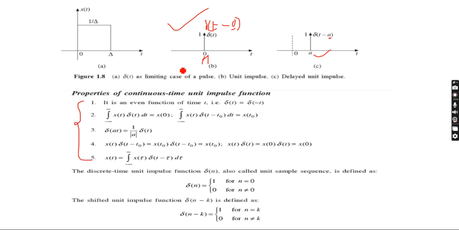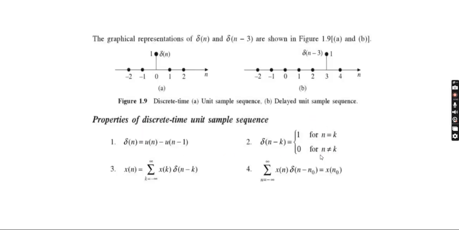Already you know that the unit impulse function exists at only a single value, especially at t equal to 0. If you see delta of t or delta of minus t, both are the same, so it is an even function. If you evaluate the integral from minus infinity to infinity of x of t delta of t dt, the entire function is non-zero at t equal to 0 only. That's why the result is x of 0. Similarly for the other properties, you can understand very easily. These are the graphical representations of the discrete impulse function.